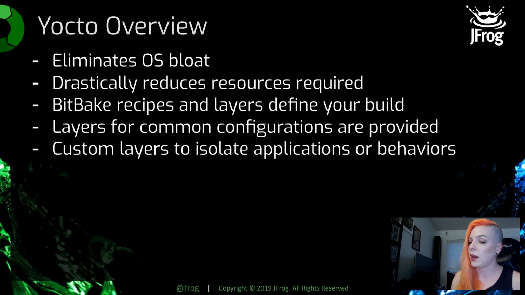It uses BitBake to write recipes for your build, and you pull in layers for different hardware configurations and applications. We used a layer for the board itself, which was a Raspberry Pi 3B Plus, as well as layers for K3S and Mender. They provide a ton of these hardware layers for common configurations, so you can get started really, really quickly with this tool. And if you want to, you can also write custom layers to isolate specific applications or behaviors.